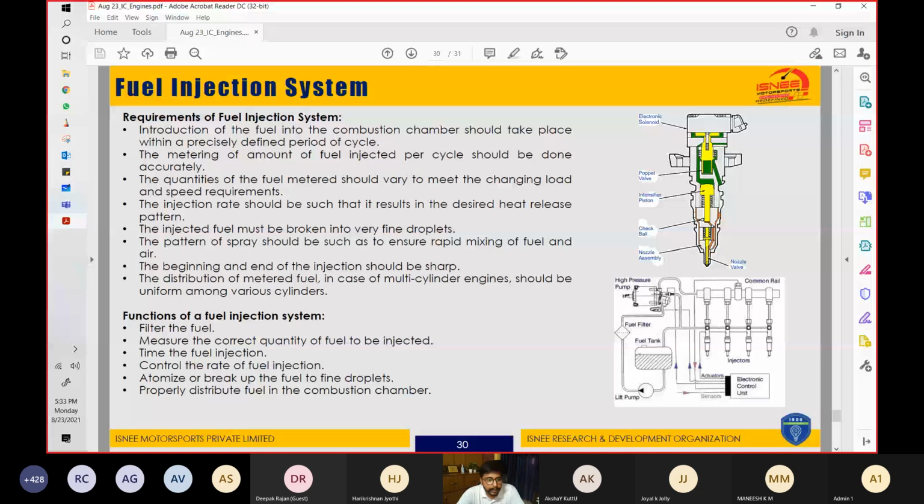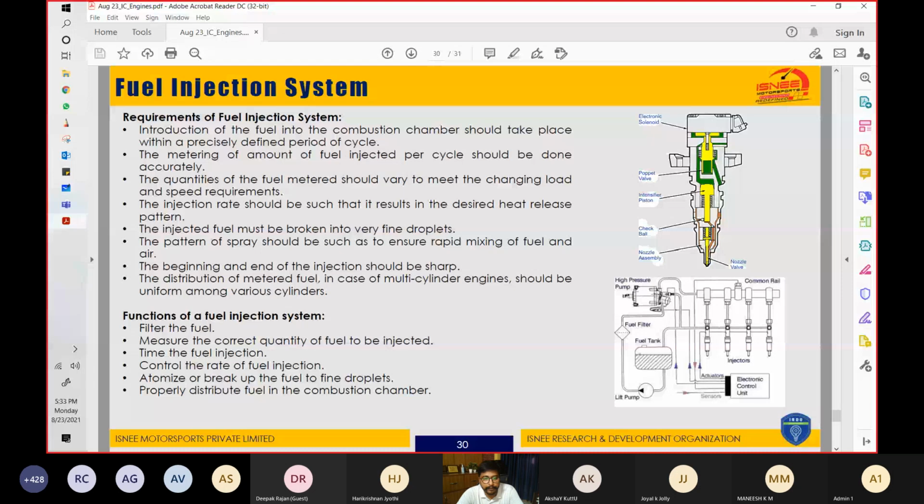So the functions of fuel injection systems are to filter the fuel and to measure the correct quantity of the fuel to be injected, to maintain the time of the fuel injection, to control the rate of fuel injection, to atomize and break up the fuel into fine droplets, and to properly distribute the fuel in the combustion chamber.